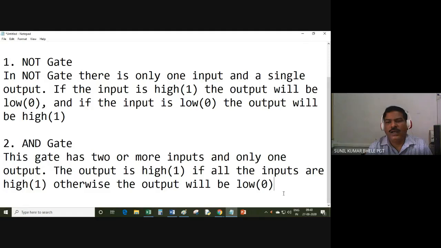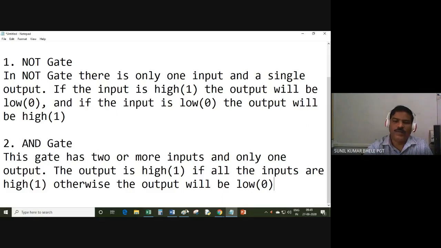How can we add two binary numbers? How can we subtract two binary numbers? I will discuss that in the number system topic. So with the help of these gates only, the computer gives the output. The calculator also calculates. Mathematical calculation can be done with the help of those gates. So I hope you have written that this gate has two or more inputs and only one output.